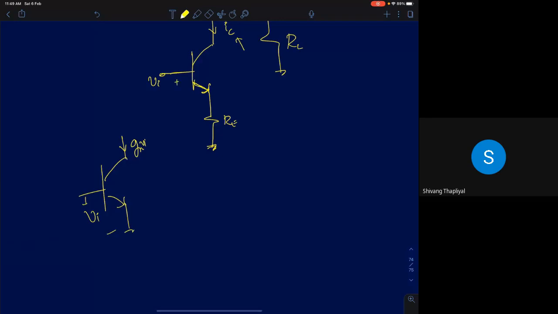Now what's happening here? You have VI, see, if I can find what is VBE. Previously, the VBE was VI. This was equal to VI. Now VBE is no longer VI. It's actually a small fraction of VI.